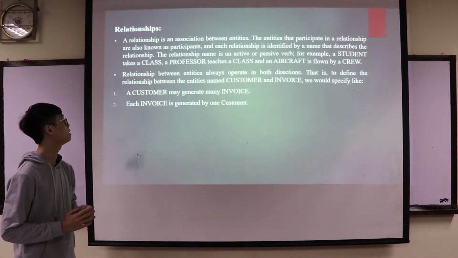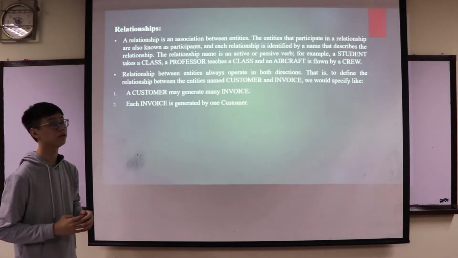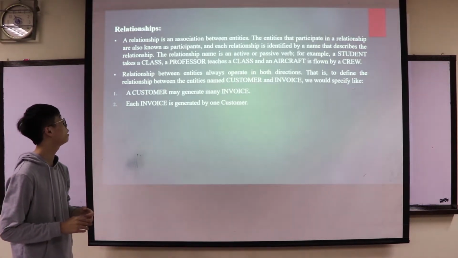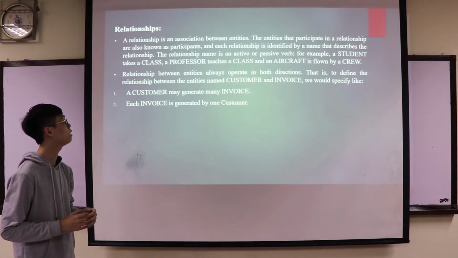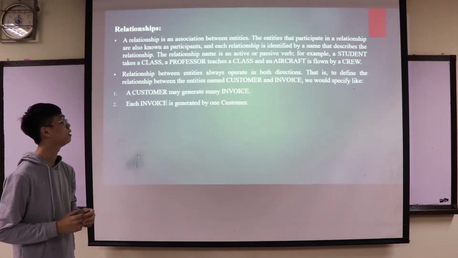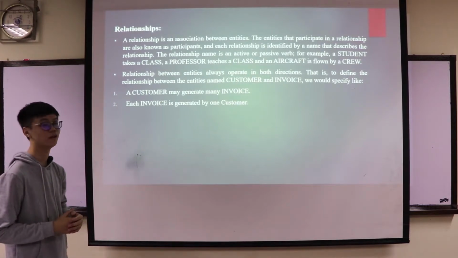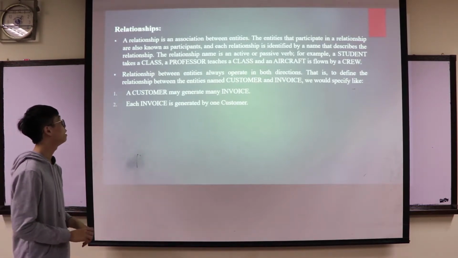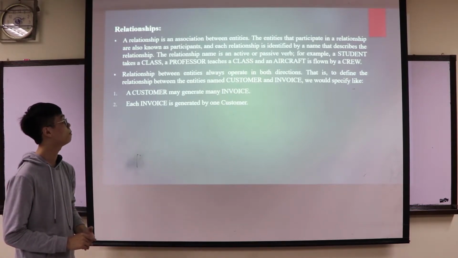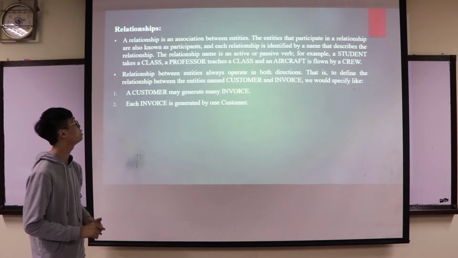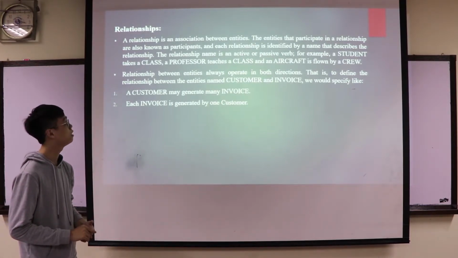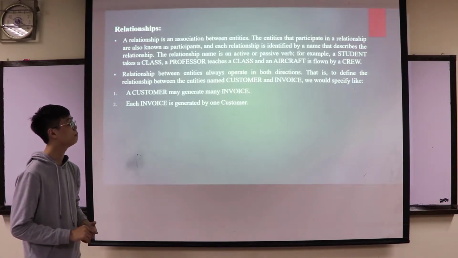A relationship is an association between entities. The entities that participate in a relationship are also known as participants, and each relationship is identified by a name that describes the relationship. The relationship name is an active or passive verb. For example, a student takes a class, a professor teaches a class, and an aircraft is flown by a crew.